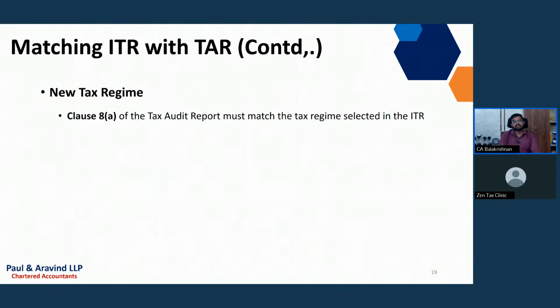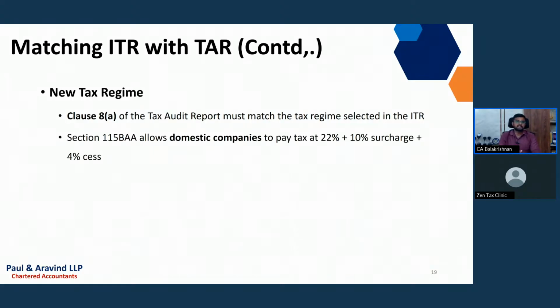And in the tax audit report, clause 8A specifically asks whether the assessee has opted for the new tax regime or not. We need to give this exactly. In the ITR also we need to give the same in the status of filing. So please be careful whether the assessee has opted for section 115BAC, or 115BAB or 115BAA for companies. We need to give proper attention to this matter.